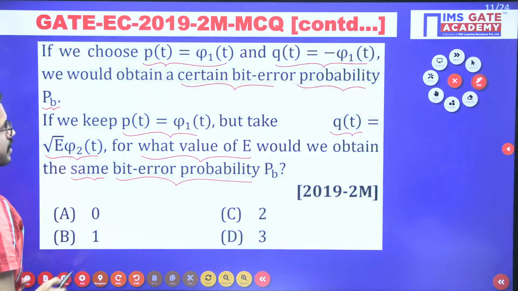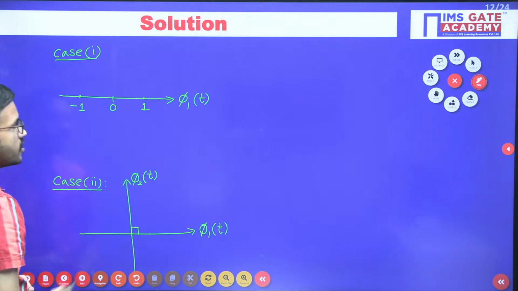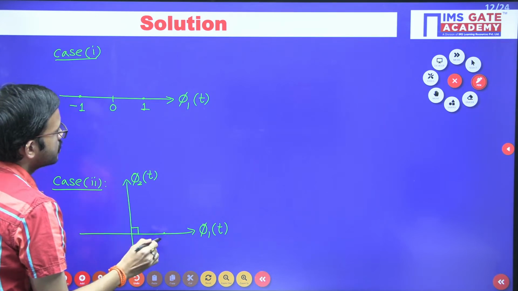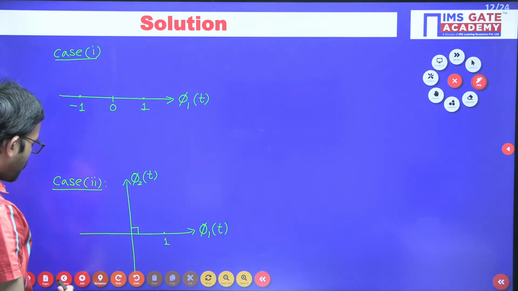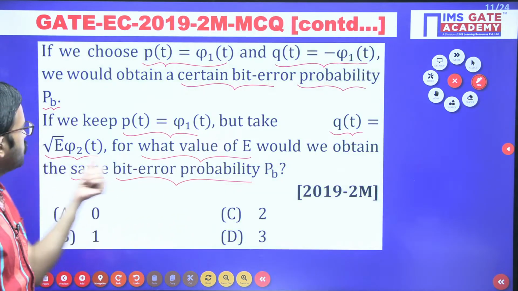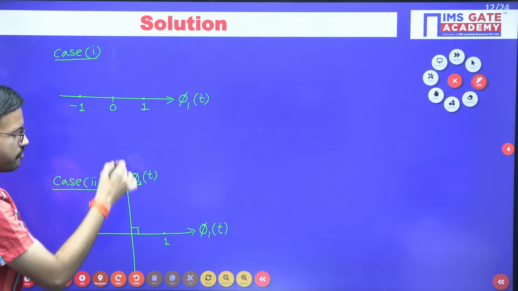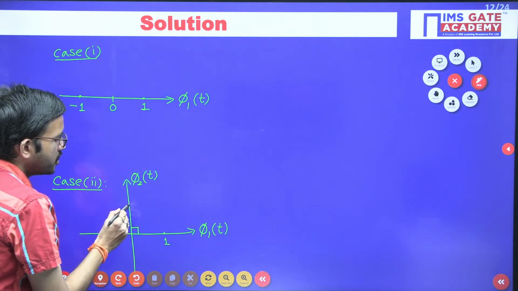Now, regarding P of t, same, phi 1 of t. So that means this symbol we can keep as it is here. 1 into phi 1 of t. Now, the other symbol Q of t they have mentioned as root e times phi 2 of t. So here phi 2 of t you are having here. So there you are having root e times.